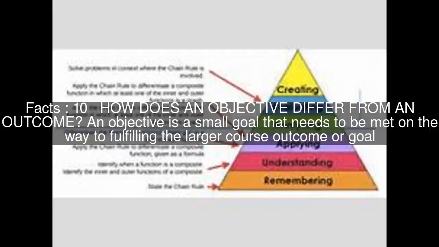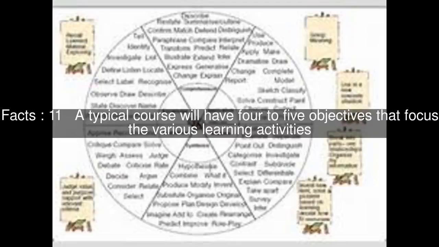How does an objective differ from an outcome? An objective is a small goal that needs to be met on the way to fulfilling the larger course outcome or goal. A typical course will have 4 to 5 objectives that focus the various learning activities.